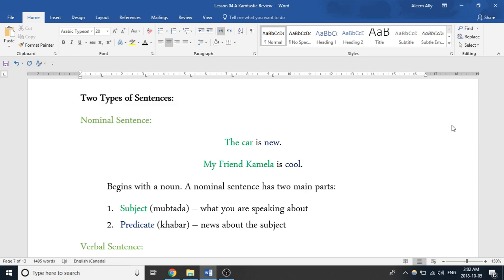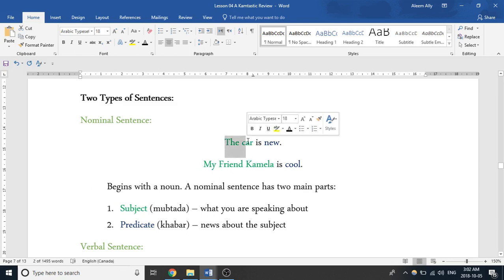A nominal sentence begins with a noun, right? So the car. Car would be the noun, and it's also the subject. In a nominal sentence, there are 2 parts: the subject, what you're talking about, and then the predicate, the news or the information about that subject. So the car, well, what about the car? Is new. This would be the subject, and this would be the predicate. In Arabic, the subject is known as mubtada, and the predicate is known as khabar.